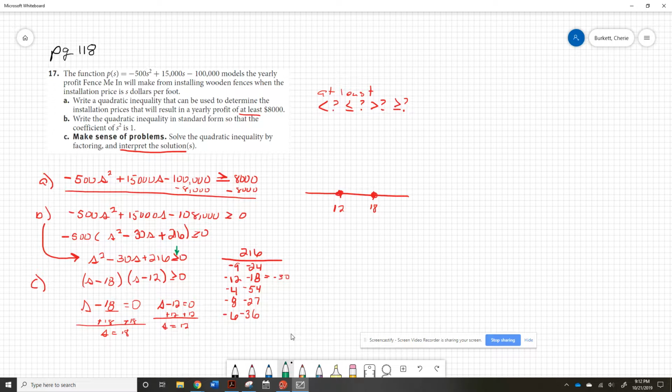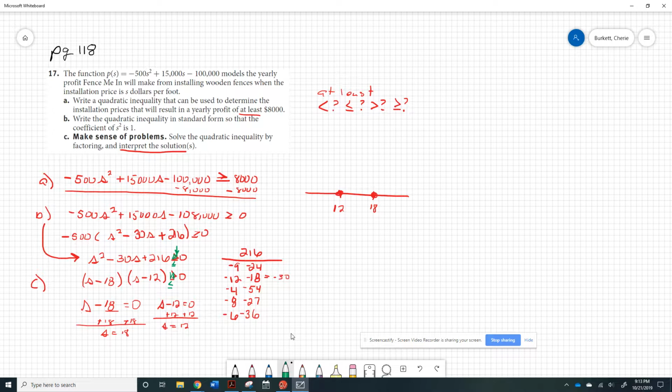So when I divide everything by negative 500, when you divide this side by a negative and you divide this side by a negative, we should have switched that inequality and made it less than or equal to. So this should have been less than or equal to. And that doesn't affect finding the two numbers 12 and 18, but it does affect when you are trying to determine which numbers you should shade.